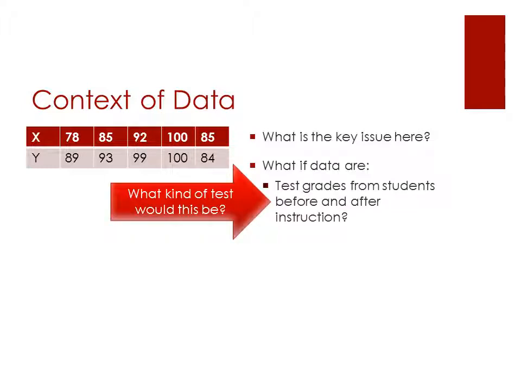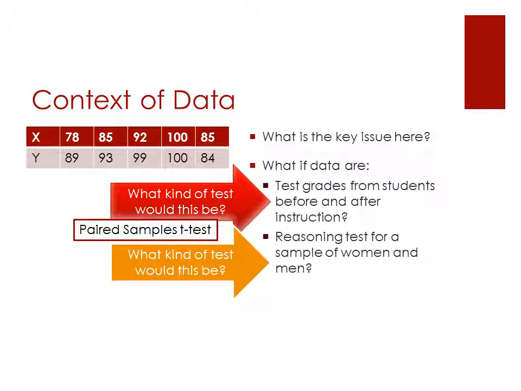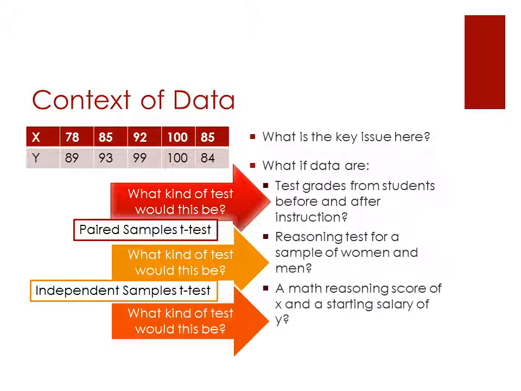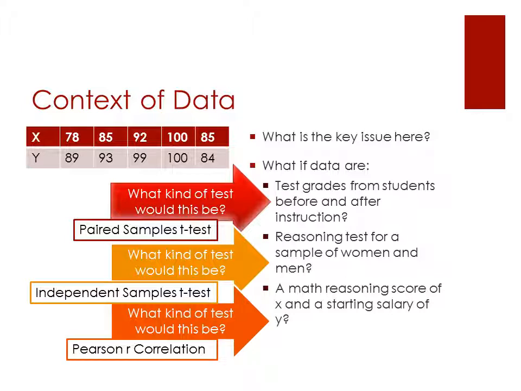So when we're looking at this, for example, what if this set of data were test grades from students before and after instruction? So what kind of test would this be? Well, this would be the paired samples t-test. Now, what if this data was a reasoning test sample for women and men? What kind of test would that be? That would be the independent samples t-test. And what if it's a math reasoning score of X and a starting salary of Y? It's going to be the Pearson correlation we're going to be starting and looking at today.